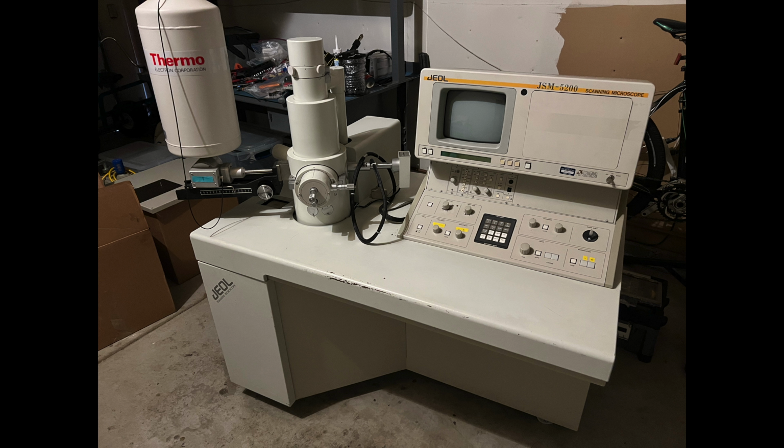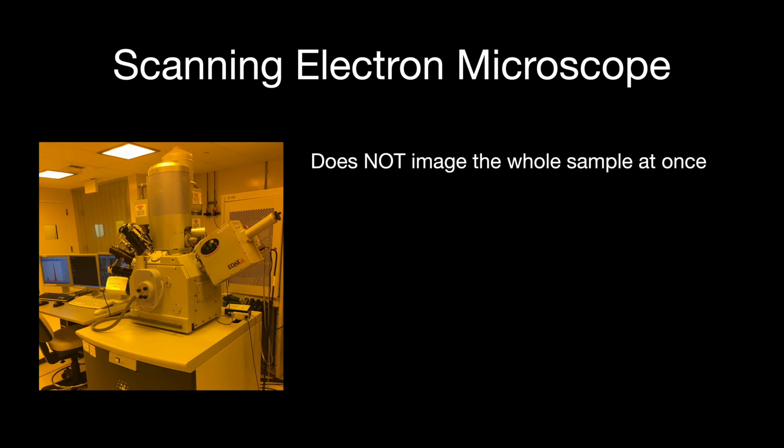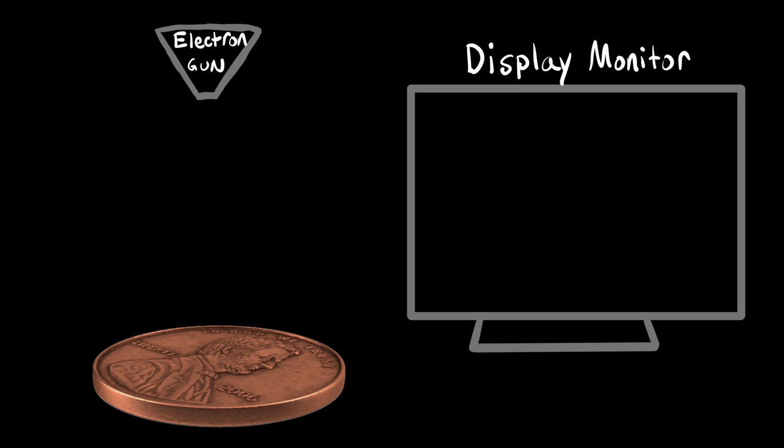So, how does a scanning electron microscope work anyway? Well, to start, a scanning electron microscope does not image the whole sample at once. Instead, it builds the image pixel by pixel. Here's how.